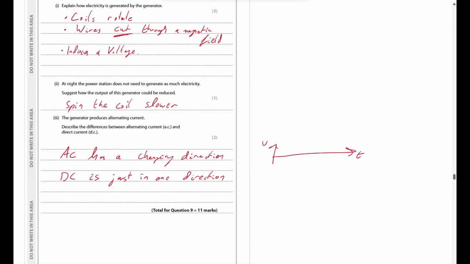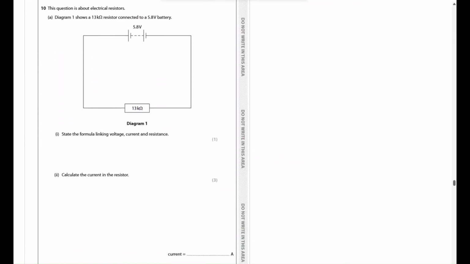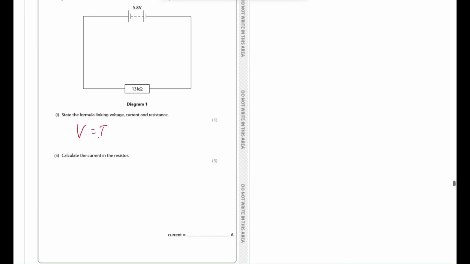We've got a voltage-time graph. For an alternating current, it's like a sine wave. For a DC, for a direct current, it's just a constant flat line. Hope that helps. Okay, here we have a little electric circuit.